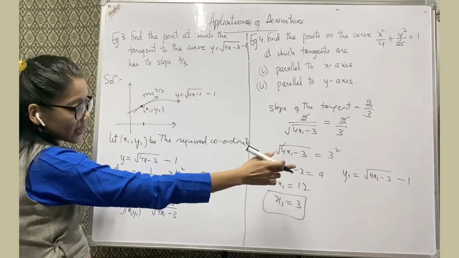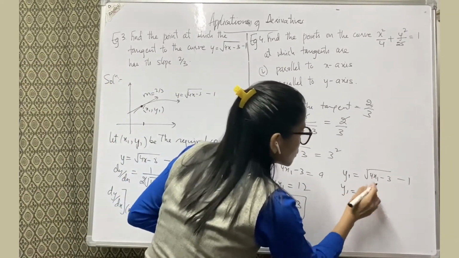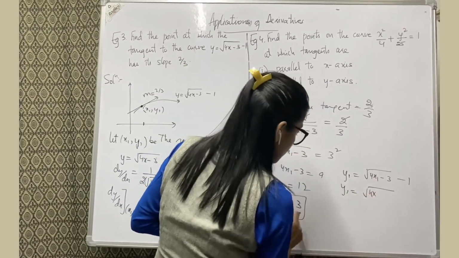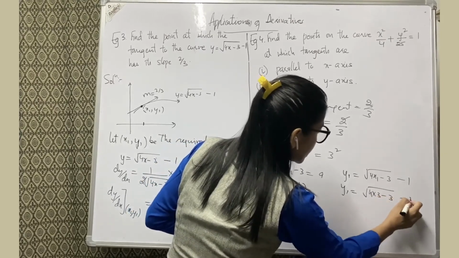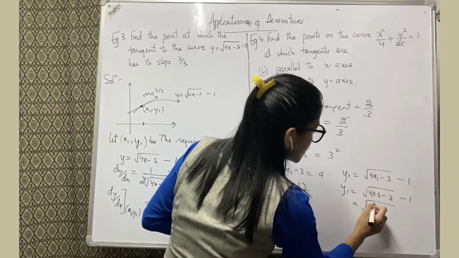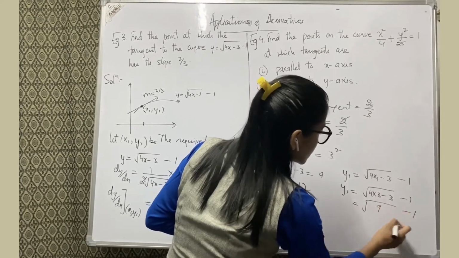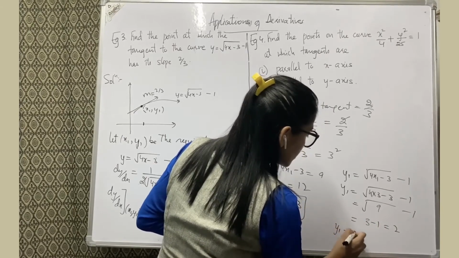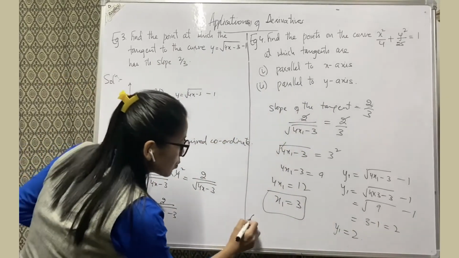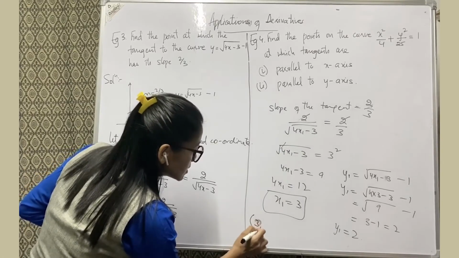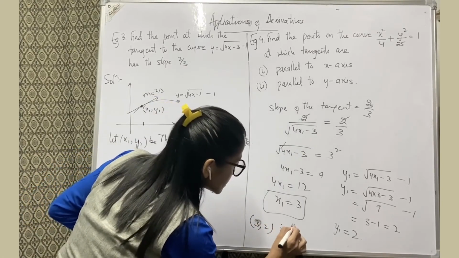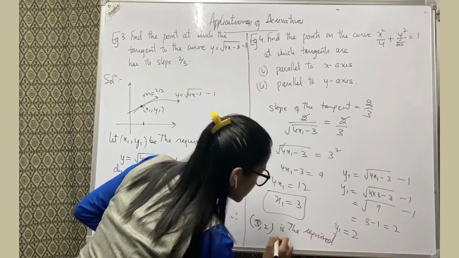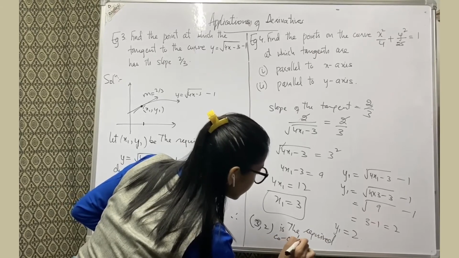So I'm doing that. We have the value of x1, which is 3. So y1 = √(4 × 3 − 3) − 1. 4 threes are 12, 12 minus 3 is 9, √9 is 3, minus 1, so that equals 2. So we have y1 = 2. So this is the point (3, 2), therefore (3, 2) is the required coordinate. You can sum up like this.